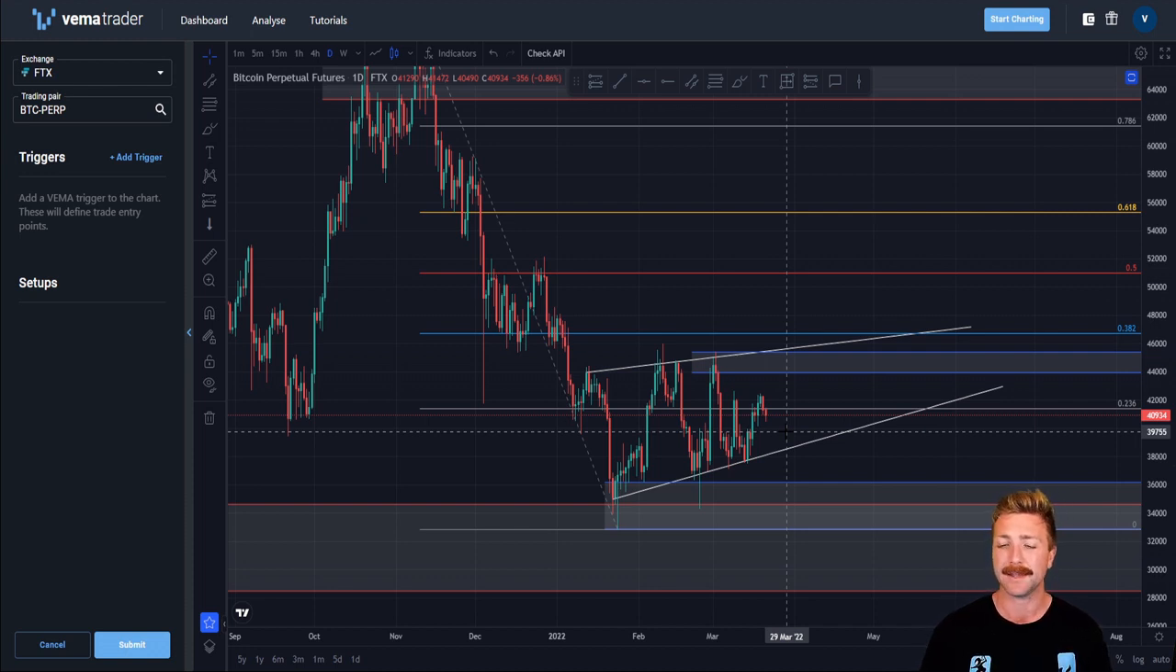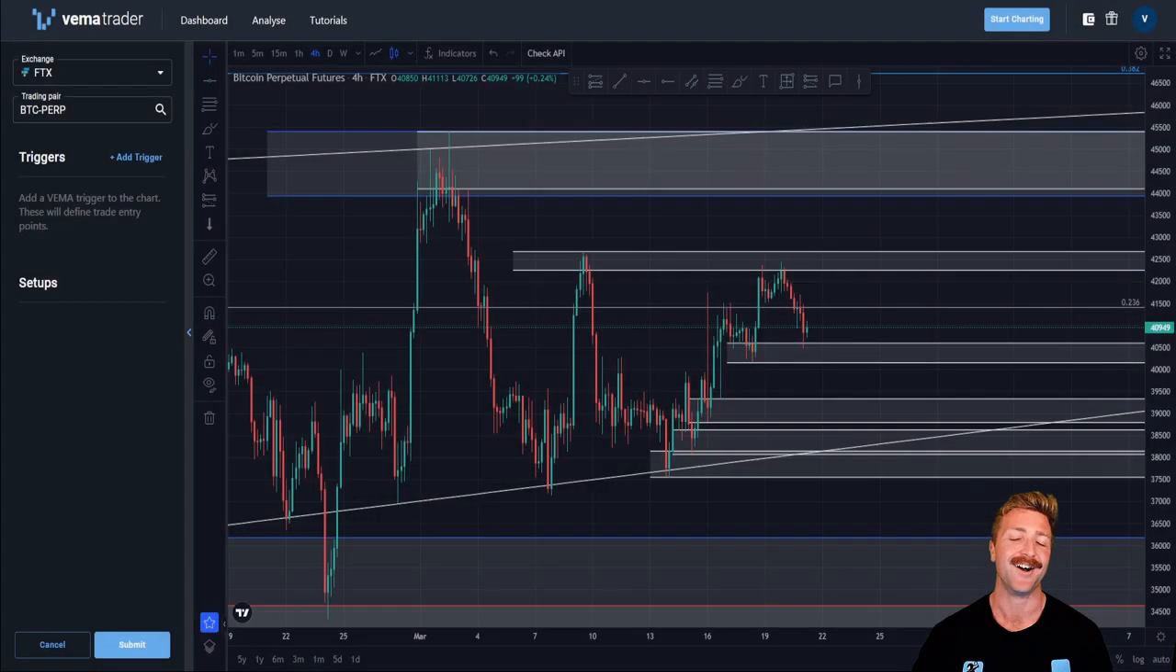But yeah, to me, that feels like the high probability is a breakdown of this flag, head to the downside somewhere. And here we are on the 4 hour. So on the 4 hour, the good news is Bitcoin is looking better than last week, right? I said last week Bitcoin looked disgusting. I stand by it. It was gross.